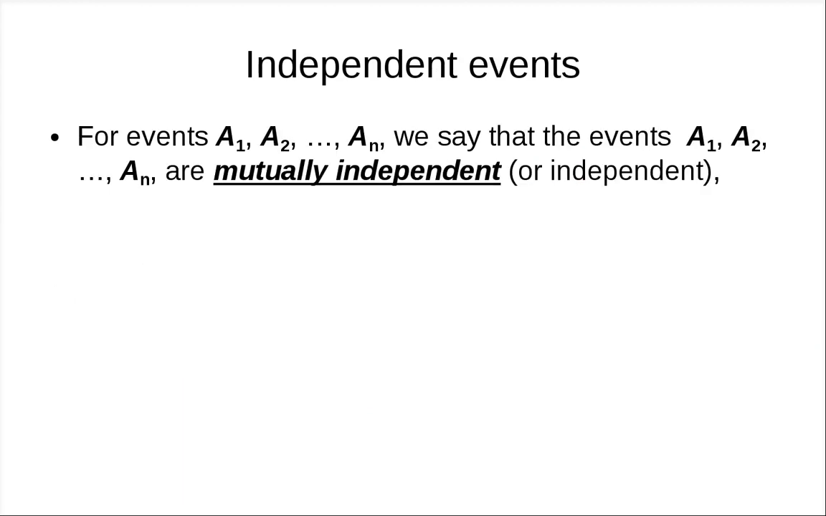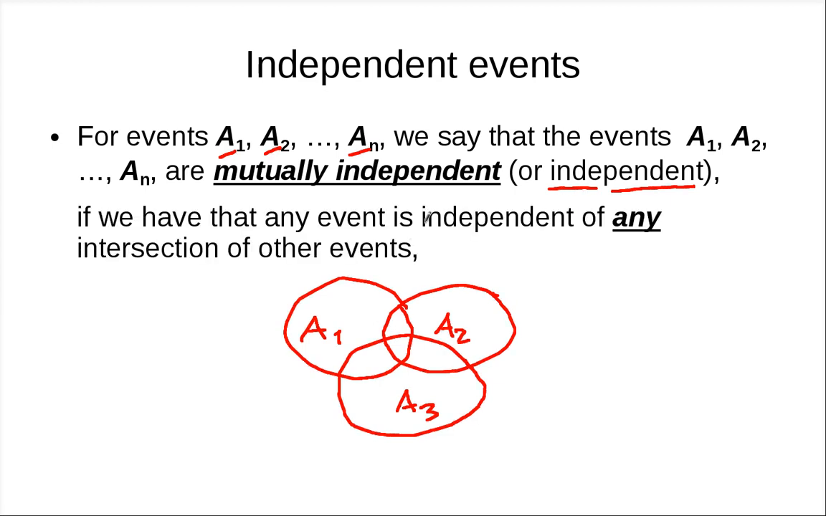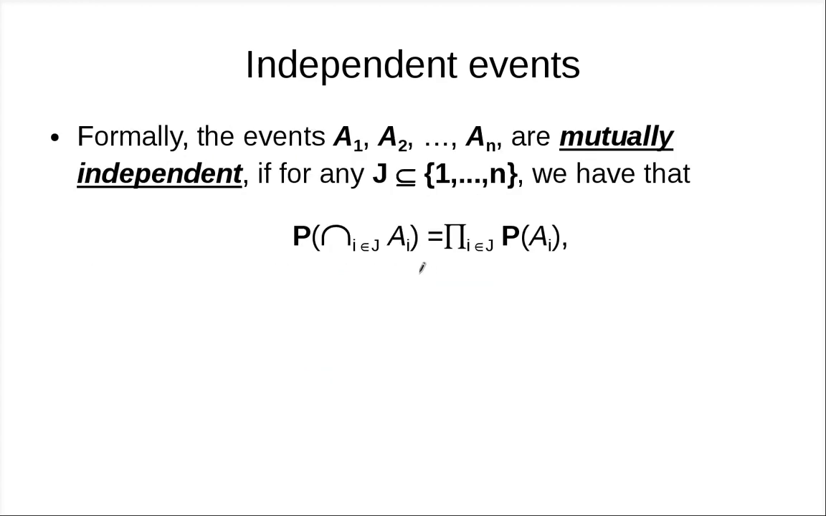Okay, so that's how to use the independence. Now let's look at the case when you have more than three events. We're gonna say that events A1, A2, up to AN are mutually independent, or just independent, if, can you guess it? For three events, we said that for any combination of the other events, A1 has to be independent from A2, and also from the intersection of A2 and A3. So if you have more than three events, everything should be the same. We say they are mutually independent if any event is independent of any intersection of other events.